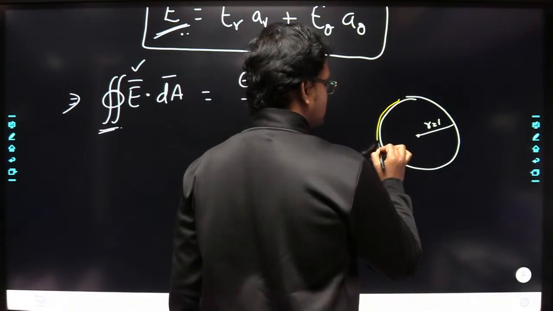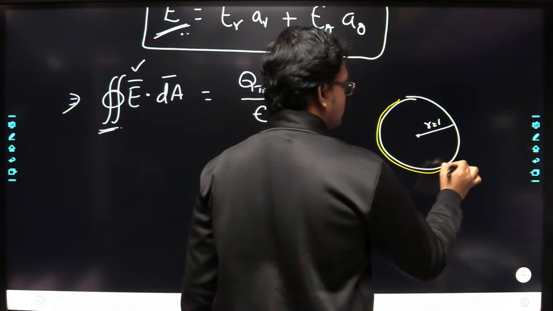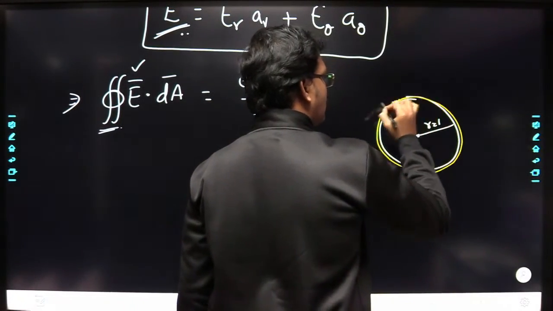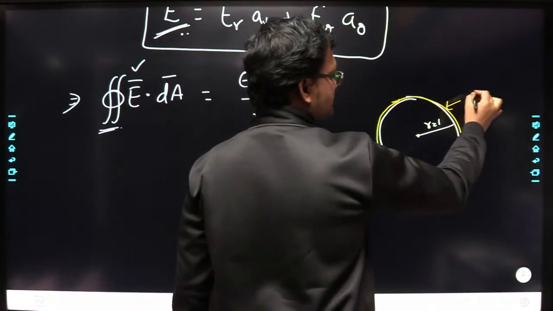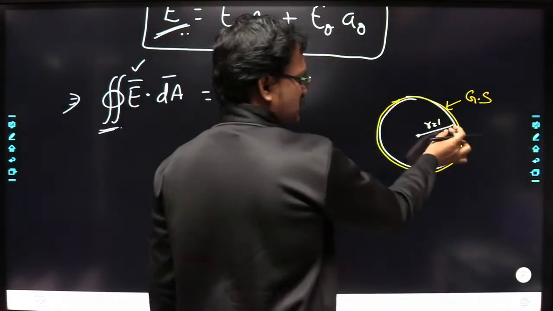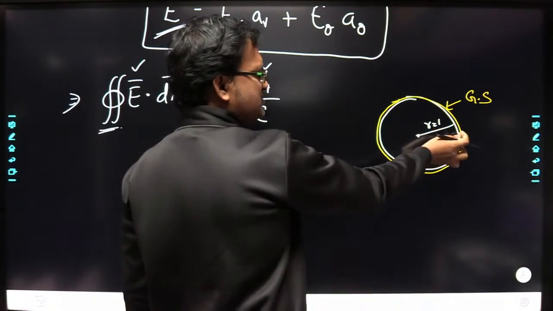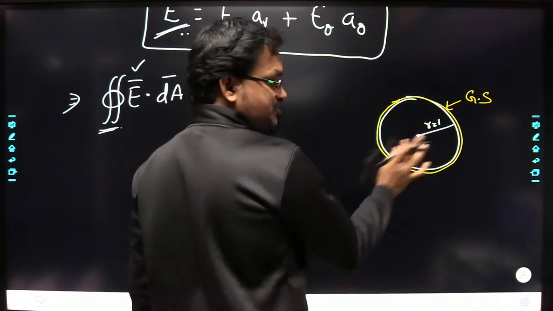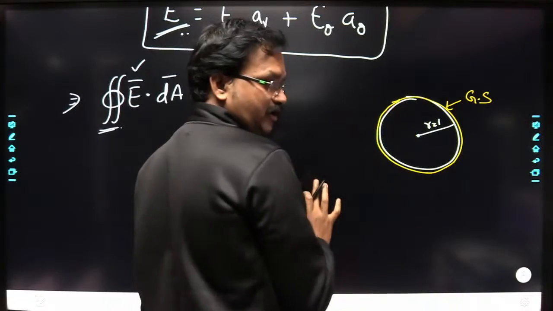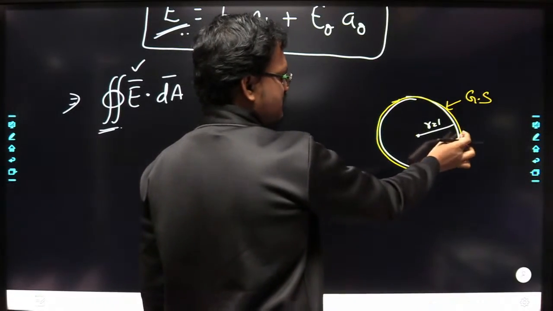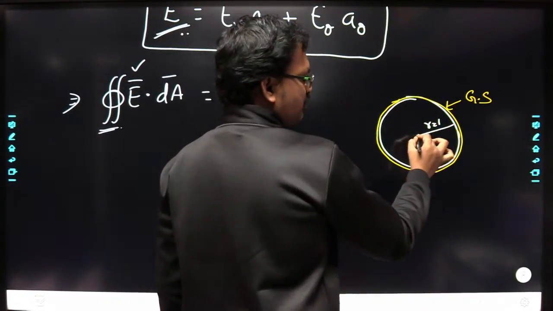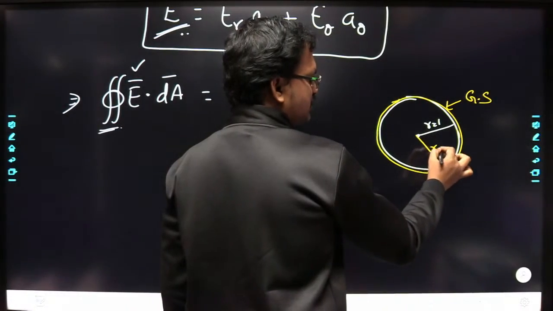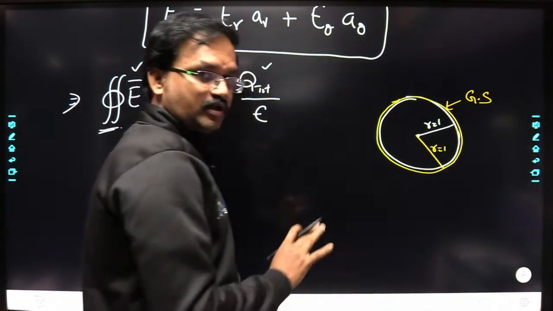Just above this unit sphere here. This is the Gaussian sphere. It is just above the unit sphere, or I can say almost on this unit sphere. It is not touching the unit sphere, just above it, such that for the Gaussian sphere also you can consider the radius as 1.